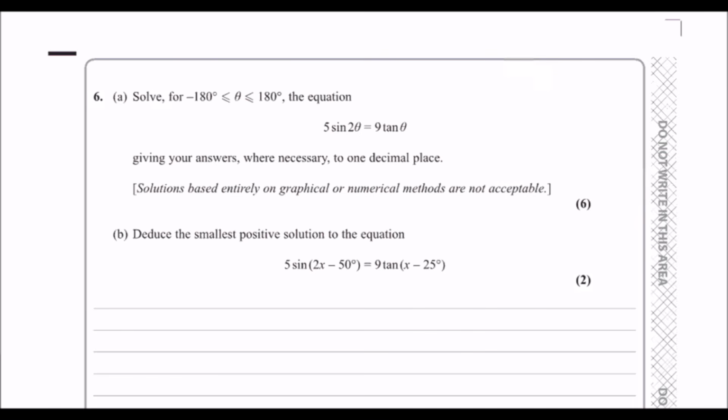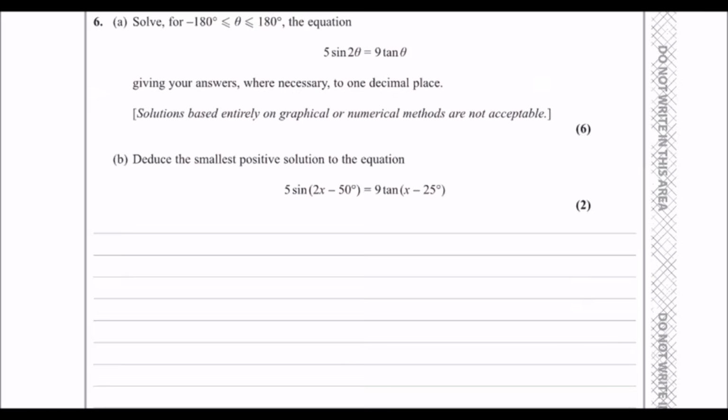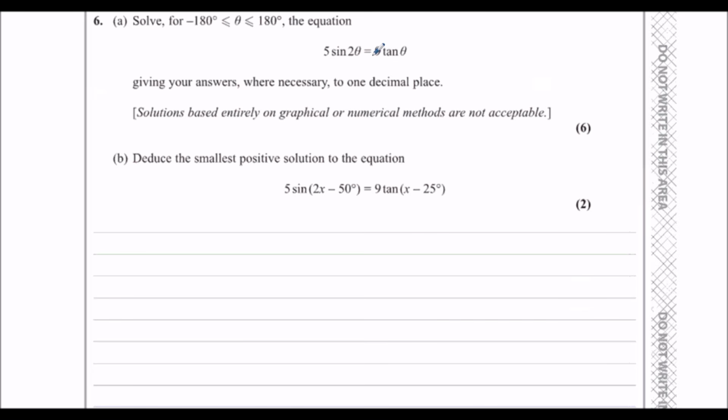Question 6. So we've got solve theta, and we want the answers between -180 and +180. The equation 5 sine 2 theta equals 9 tan theta. If necessary, answer to 1 decimal place. So we need to solve this. So we need to use sine 2 theta. So sine 2 theta is 2 sine theta cos theta.